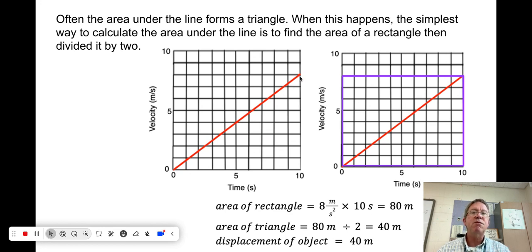I take the maximum value of y and use that as the y value, and I use this as the x value, so I get this rectangle here, and I'm just going to chop it in half. In this case, I've got velocity in meters per second and time in seconds, so I'm going to end up solving for a displacement. Let's see what that displacement would be. The area of the rectangle shown in purple here would be 8 times 10, that's 80 meters. But the area bound by the graph is only half of that. So I'm going to divide that by 2 and get 40 meters. So the displacement of the object is 40 meters.